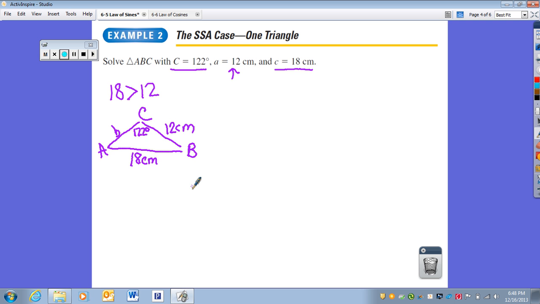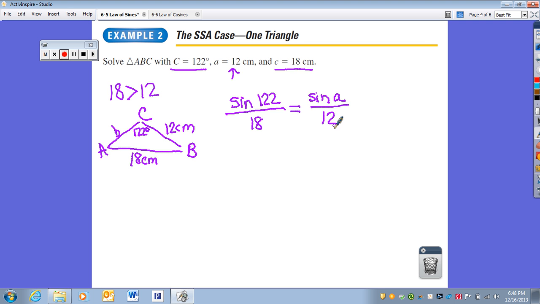So let's set up our ratios and then our proportion to solve. If we have the sine of 122 degrees, which is angle C, we can compare that to side C, which is 18 centimeters. Then we can look for the sine of angle A, which is what we're going to look for, and that would be compared to 12 centimeters.